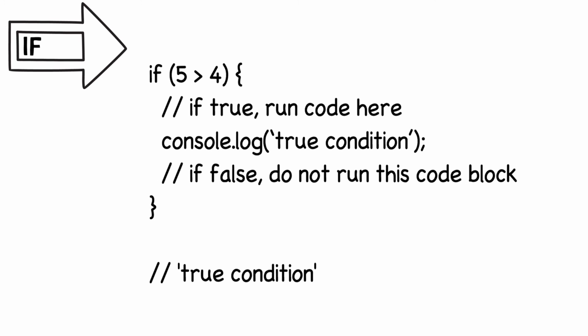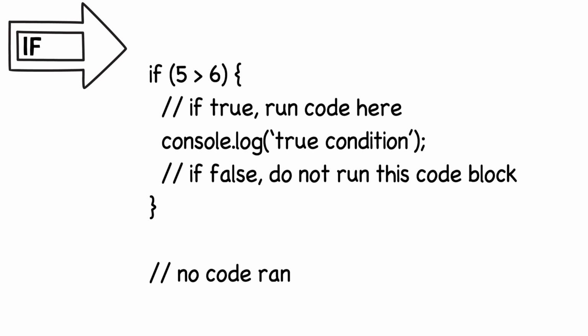That should sound like review to what we just covered. If the number 5 is greater than the number 4, then we're going to enter into the code block. This will allow us to log the string true condition. Now if we switch it up and put a condition that is false, like 5 is greater than 6, when we run our code, we will not enter that code block and do not have access to the string true condition.